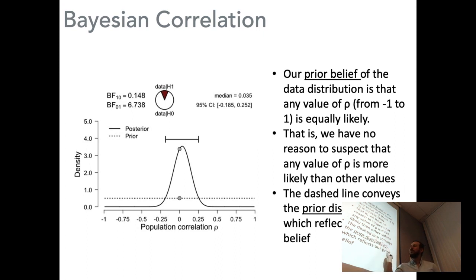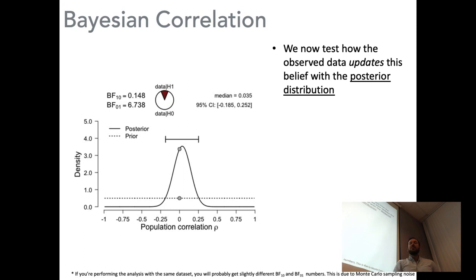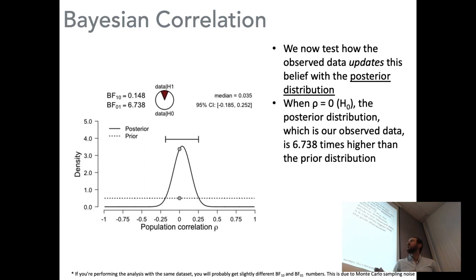This dashed line, because it's flat, says we have no idea, and we think that these things are equally likely. So if we continue with this analysis, what this test does is test how the observed data updates our belief, giving the posterior distribution, which is the solid line here. And we can see that at a value of no relationship, it's 6.7 times higher than the prior distribution once we actually see our data.